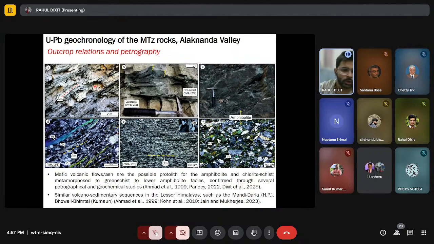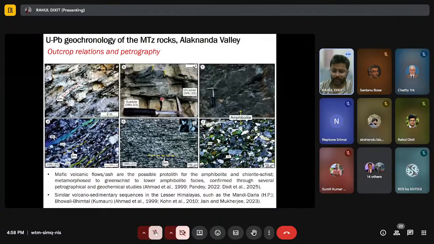For that, we need to look at the outcrop relationship. Photograph A shows the alternating, intercalated, penecontemporaneous sequences of light-colored quartzites and light green chlorite schist rocks, which are foliated and aligned with each other along the SM1 foliation. If we take a closer look, this green rock body shows the chlorite schist, and this white one shows the quartzites. These rock types were collected from the footwall of the Munsiari thrust in the Alaknanda Valley.